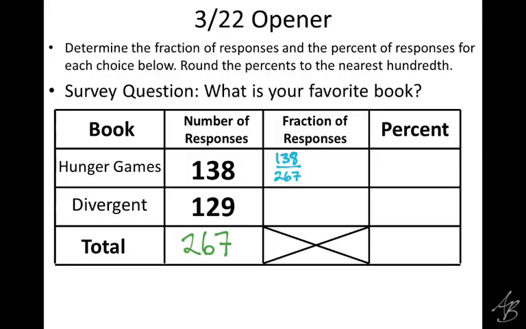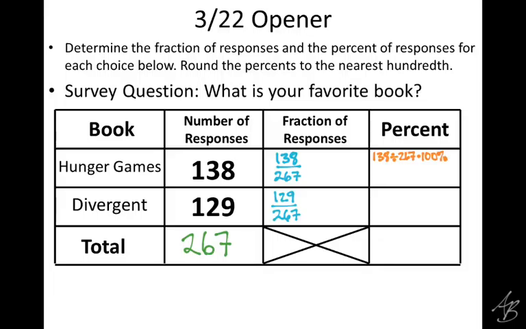How about the other one for Divergent series? 129 over 267. All right, and then for each of these, if I want to write them as a percent, how do I write this 138 over 267 as a percent? What am I going to type into the calculator? So we're going to have 138 divided by 267. That gives us a decimal, and then we're going to multiply that by 100% to get the percent.